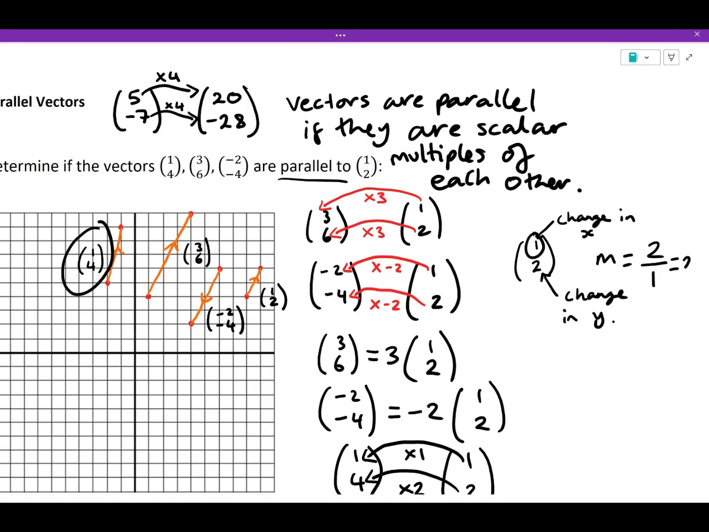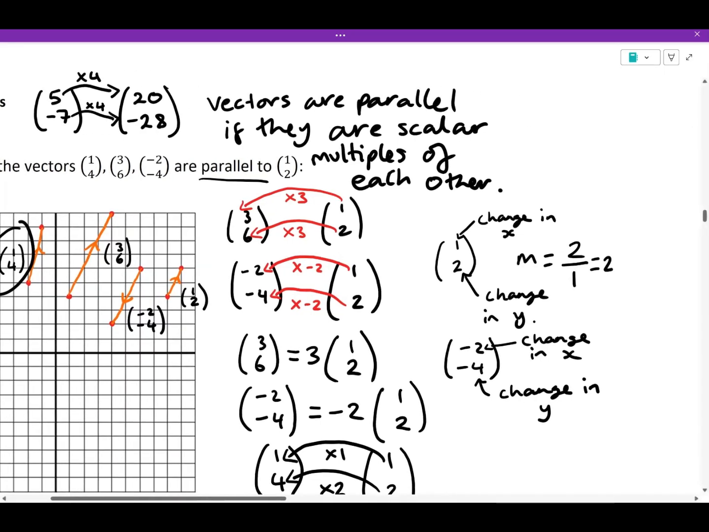So the gradient would come out as 2. Now let's do this for one of the parallel vectors. One of our parallel vectors was -2, -4. Well, the -2 is the change in x, as it represents how much we move in the horizontal direction. The -4 would be the change in y.